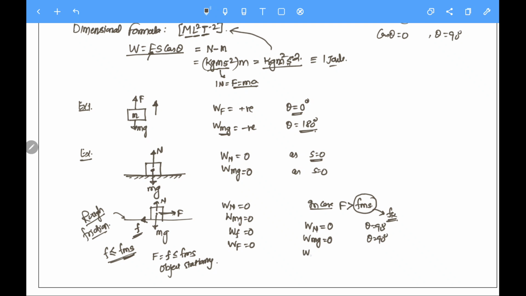Now work due to the force will be positive because force and displacement are in the same direction, that is theta equal to 0 degree. And work due to the friction will be negative because displacement is on the right side and friction is on the left side, that is the angle between force and displacement is 180 degree.